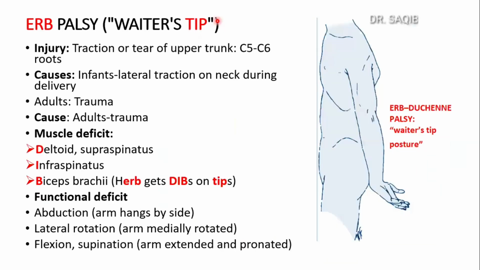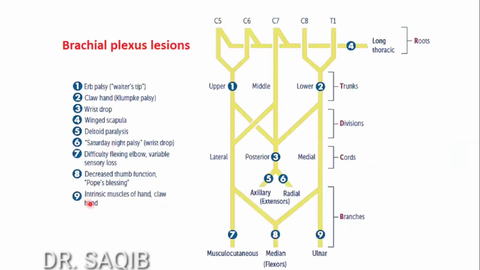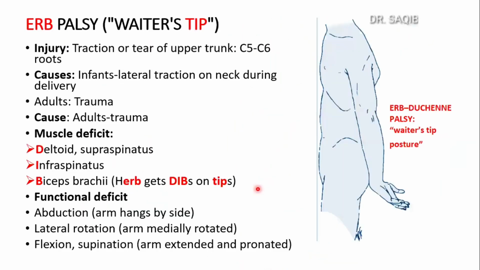Coming back to the picture, the last one is the intrinsic muscles of the hand. Again, this is the clawing, ulnar nerve. This should be the ulnar claw, right? These are the branches: the ulnar, median, and musculocutaneous nerve, and also the radial and the axillary nerve, the 5 terminal branches of the brachial plexus.